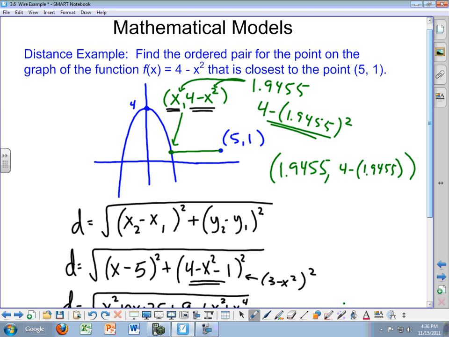Did I do that right? Yeah, that quantity is squared. That is the nasty little ordered pair for the point closest to the point 5, 1. Isn't math mysterious? Oh boy.